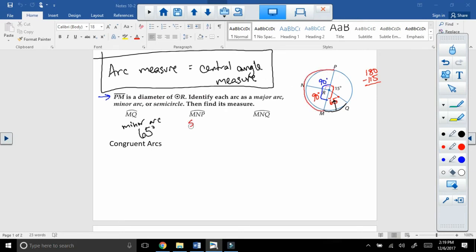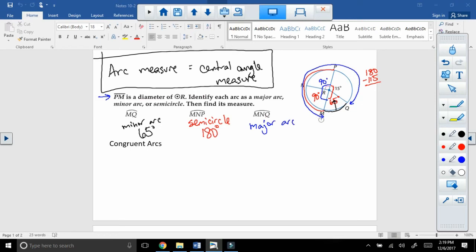Well, that's half the circle. That's a semicircle, and that would be 180 degrees. And then this last one, I have M, N, and then it goes all the way around to Q. So this is a major arc.